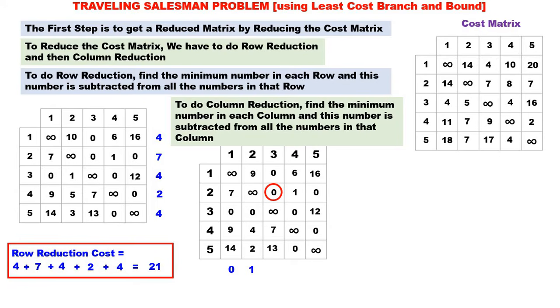So all the elements will remain the same. Fourth column, the minimum element is 0. So all the elements will remain the same. Fifth column, the minimum element is 0. Therefore all the elements will remain the same. So we have reduced the columns also.